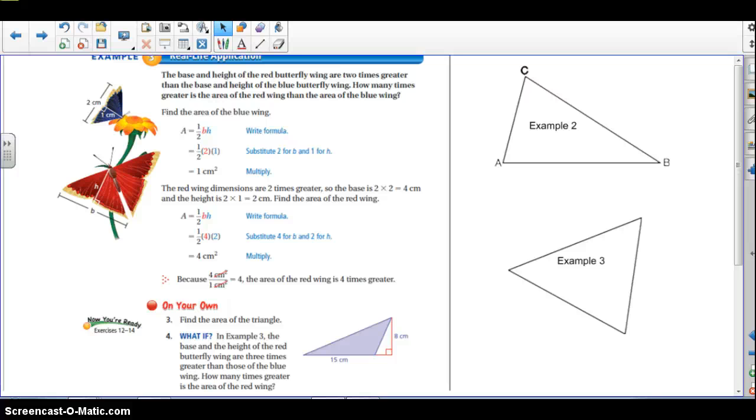Now what I want you to do is I want you to click on the triangles on the right, example 1, example 2, and it will take you to the videos. And you are done with example 3.